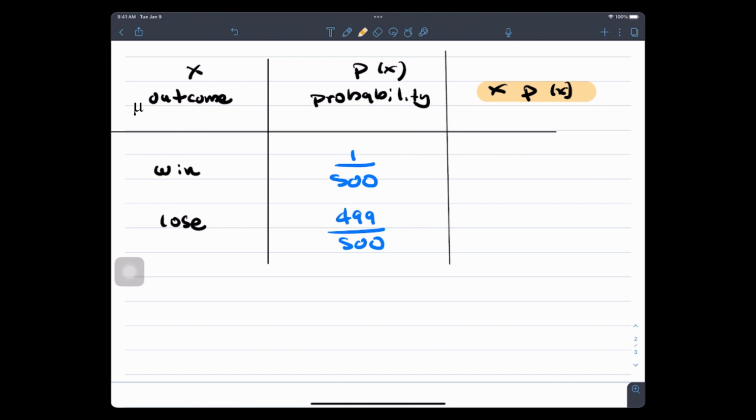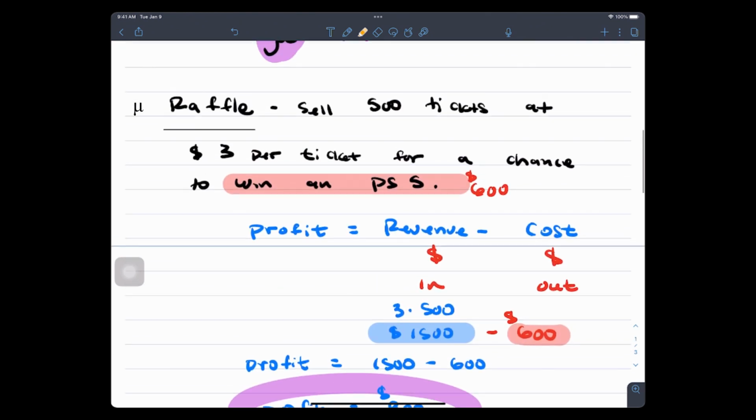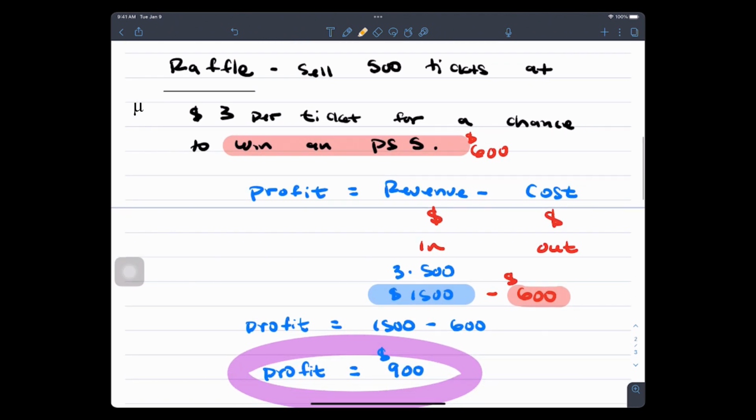We need numbers there. So go back over here, and this is how you find the numbers associated with winning and losing, okay? Because this is our x column. This is our probabilities. We got the probabilities. We just need to know the values of winning and losing. You go, what do you mean? How do you find values? Here's what you do. Go back to the cost. How much does it cost to play this game? $3.